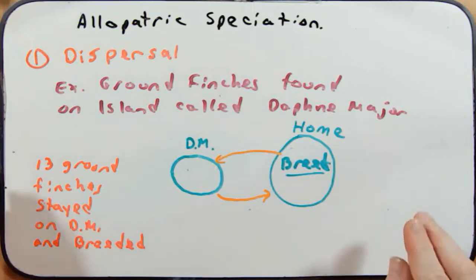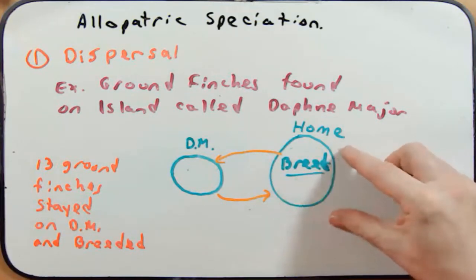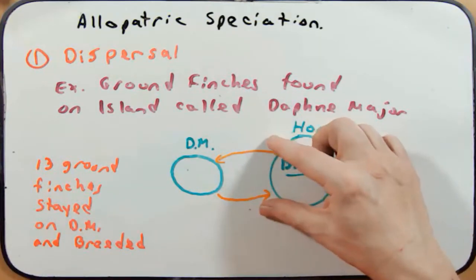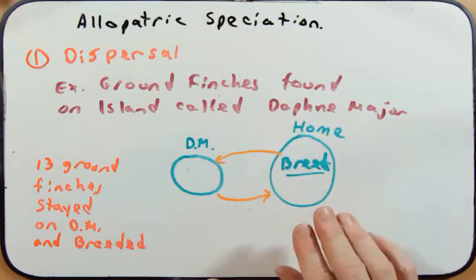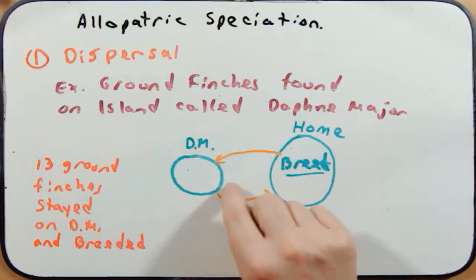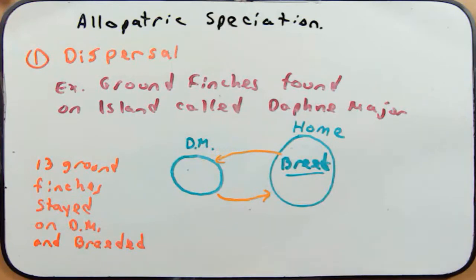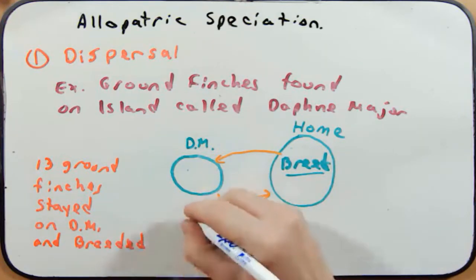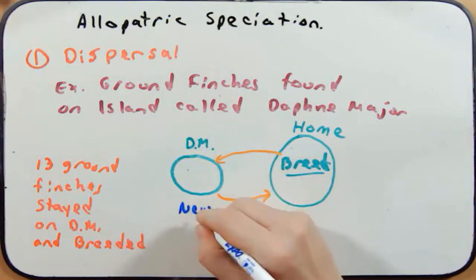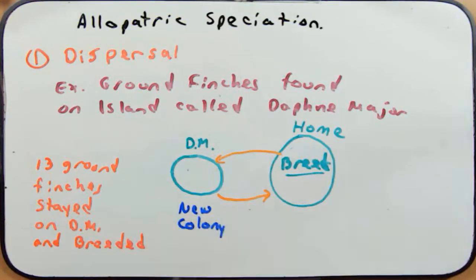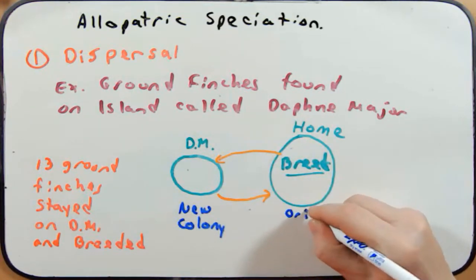And this is what dispersal is all about. Having a large population and then some of that population breaking away from this main population and forming a new colony. So this became the new colony of finches. And this over here was the original source.